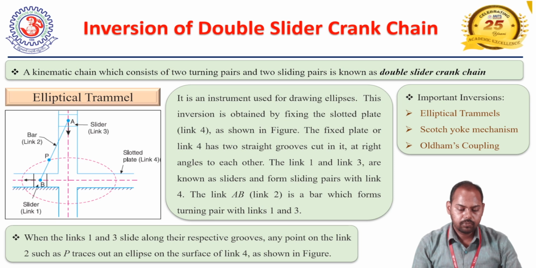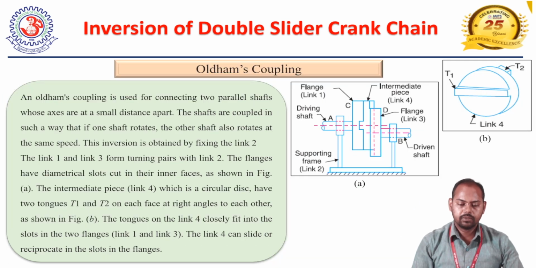When links 1 and 3 slide along their reciprocating grooves, any point on link 2, such as P, traces out an ellipse on the surface of link 4 as shown in the diagram. So like that, an ellipse can be formed utilizing the elliptical trammel. Now we are going to discuss another inversion of the double slider crank chain, which is Oldham's coupling.